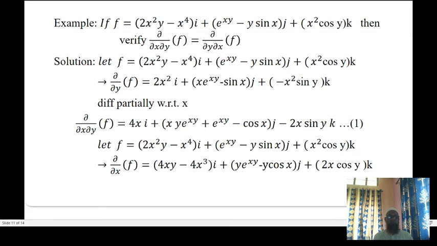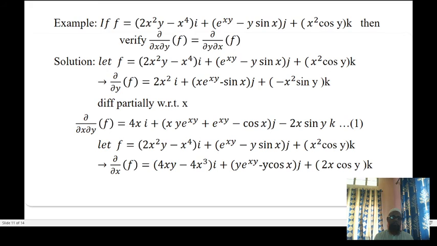Solution: let f equal to (2x²y minus x⁴) i plus (e^(xy) minus y sin x) j plus x² cos y k. Differentiate f partially with respect to y. ∂f/∂y is 2x² i. Here e^(xy) is a function of both x and y, so differentiating with respect to y gives e^(xy) into x, x being constant: x e^(xy) minus sin x, since y gives 1, into j, plus minus x² sin y into k, as the derivative of cos y is minus sin y.